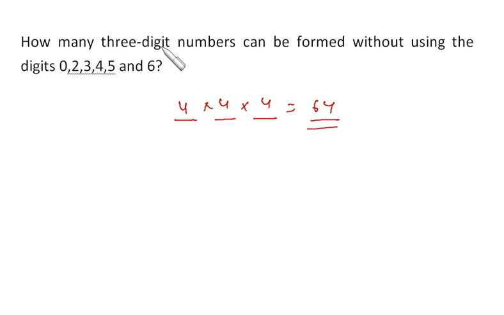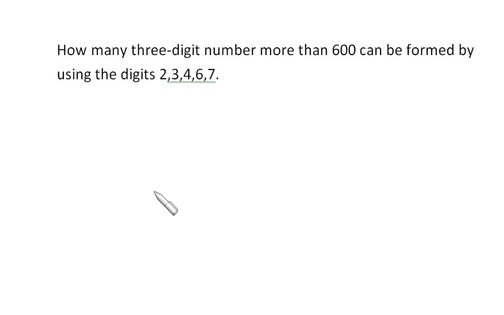Now how many 3-digit numbers are there? You can calculate that quite easily. 9 choices, 10 choices, 10 choices, that is 900. So in all there are 900 3-digit numbers, and in 64 numbers you will not find any of these digits, right? Now let's take this problem. How many 3-digit numbers more than 600 can be formed using the digits 2, 3, 4, 6, 7? Now we have to make 3-digit numbers, and the restriction is that the numbers should be greater than 600, right?